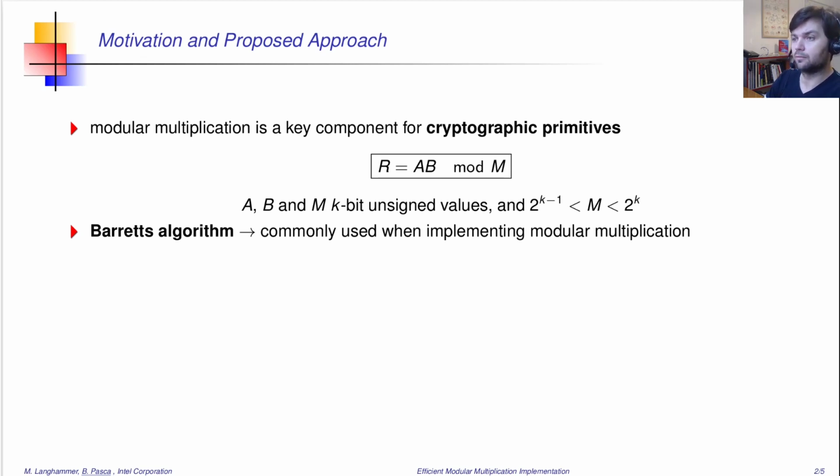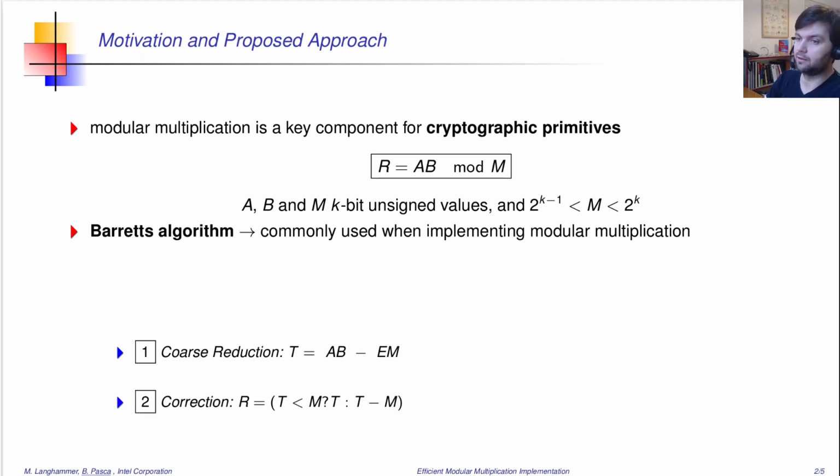In this work, we focus on Barrett's algorithm and propose a variation that, under certain conditions, can reduce resource utilization. Barrett's algorithm performs the modular reduction by first subtracting an approximate number of M's out of AB. This is often referred to as a coarse reduction. Then, since the output T produced during the coarse reduction may still be larger than the modulus M, an additional subtraction may be required to obtain the final result. This final subtraction can be thought of as a simple correction step.